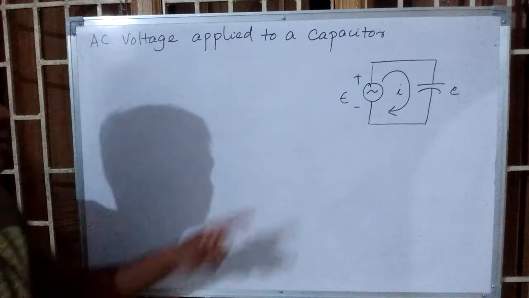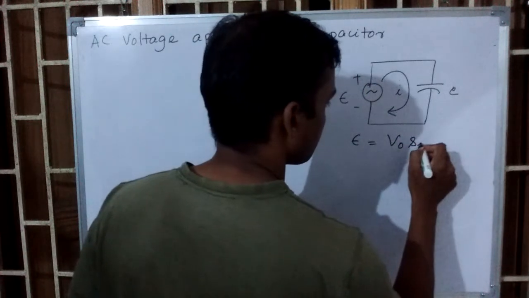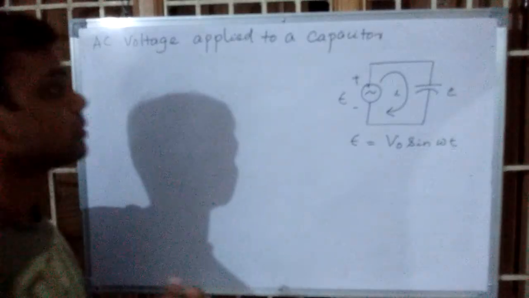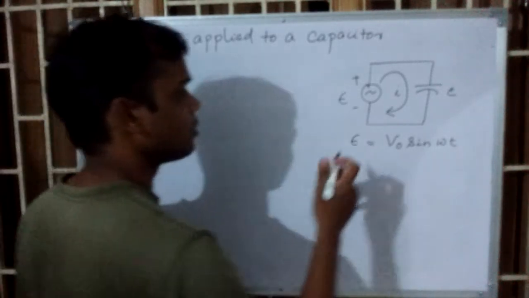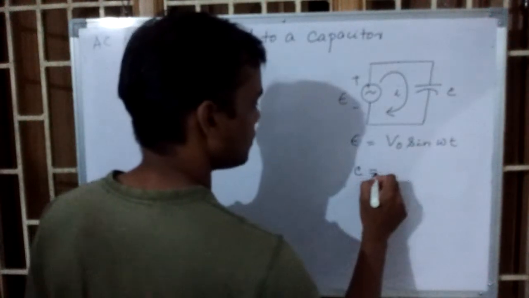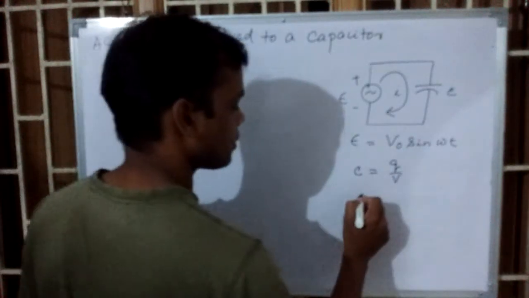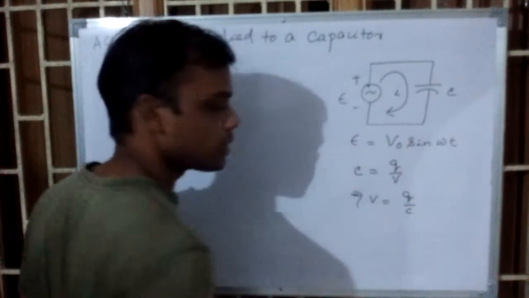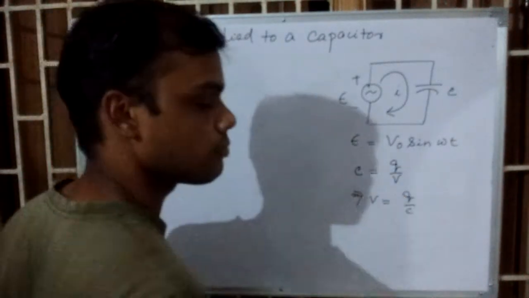So as usual, this is our AC voltage, that is V naught sin omega t, and I is the resulting current. We also know that for a capacitor, C is equal to Q by V, that is voltage across the capacitor. This implies V is equal to Q by C. Voltage across the capacitor is equal to the charge possessed by the capacitor divided by its capacitance value.